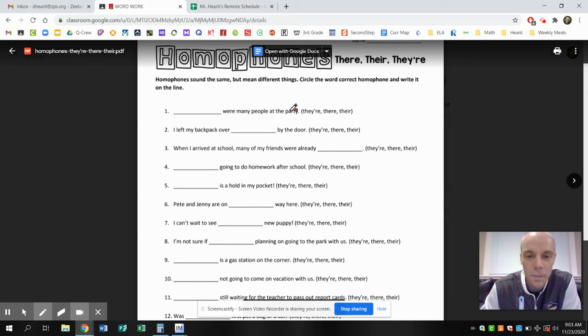Blank were many people at the party. Hmm. There were many people at the party. It's always going to be there, but which there? If I use the contraction, they are were many people at the party. That doesn't make much sense. There were many people at the party, just the regular one. Or their: their were many people at the party. This is where it gets tricky. E-I-R means it's possession. Their were many people at the party. It was their party? Not quite. So I would use the T-H-E-R-E one. It makes the most sense.